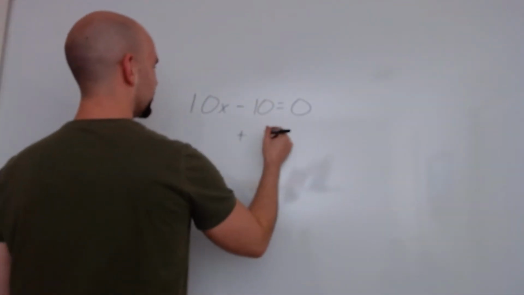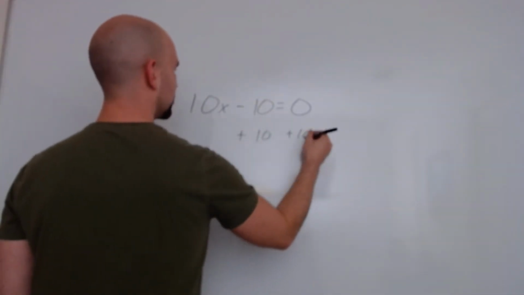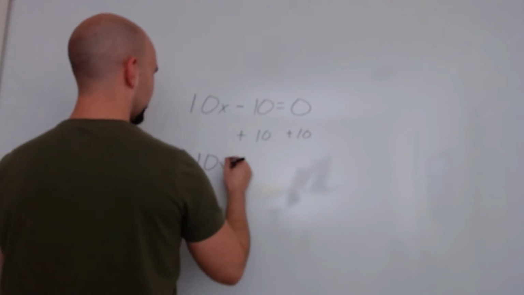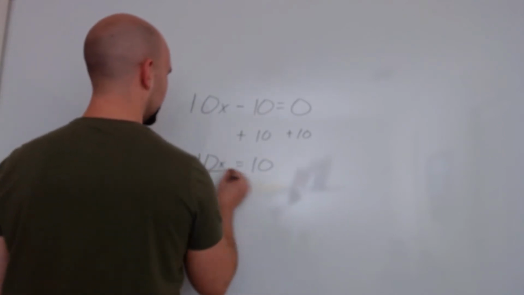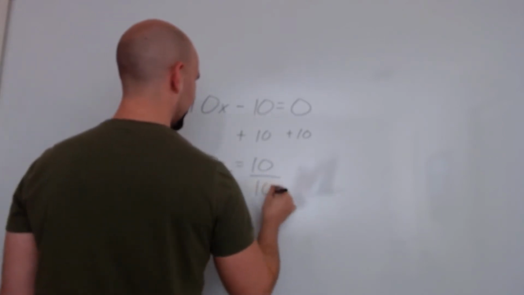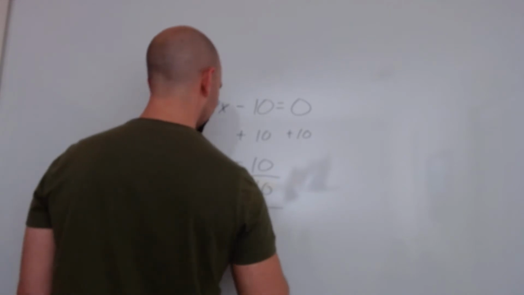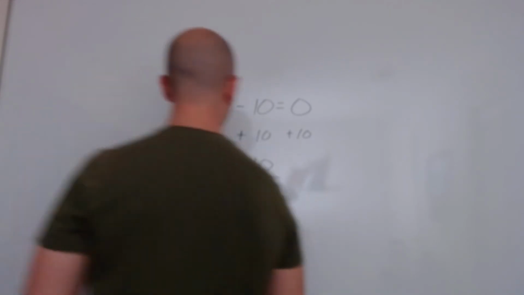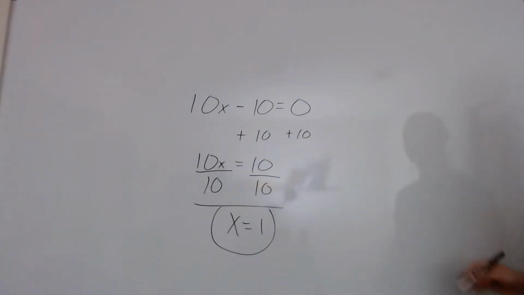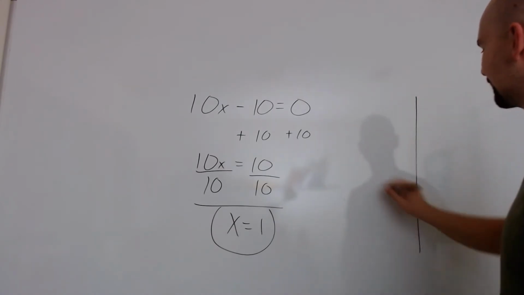We're going to add 10 to both sides to isolate x. 10x equals 10. Divide by 10, divide by 10. Probably guessed this from the beginning, but x equals 1. Can we solve this by graphing? Sure.